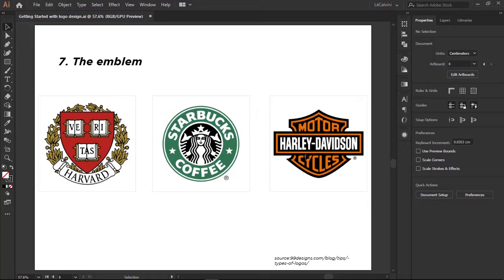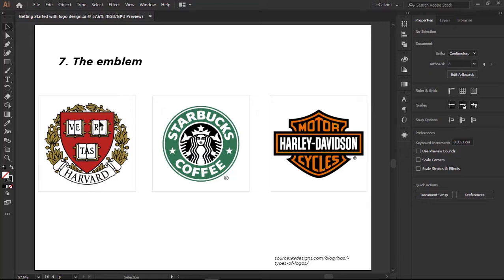For example, the iconic mermaid emblem in Starbucks. Harley Davidson. Let me stop there, it's just Harley Davidson. Boom, that's it. I got it right. So as you can see, these logos usually consist of emblems like this, this is a Harvard logo.